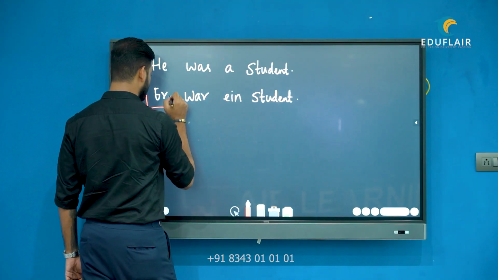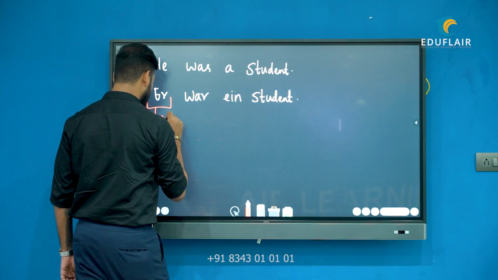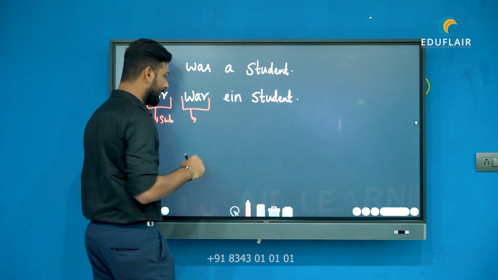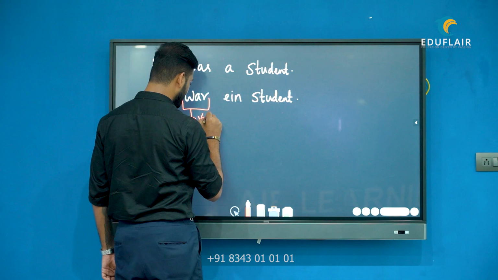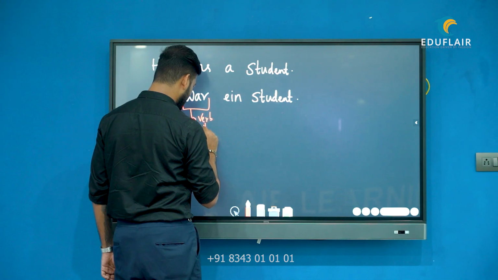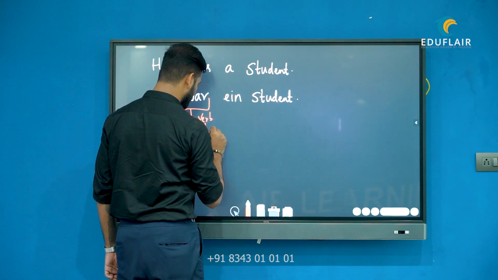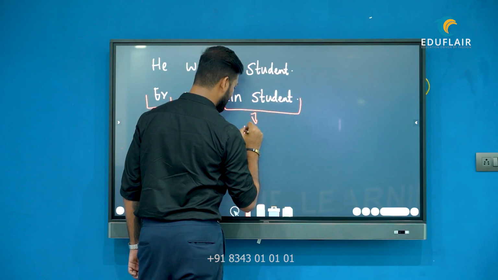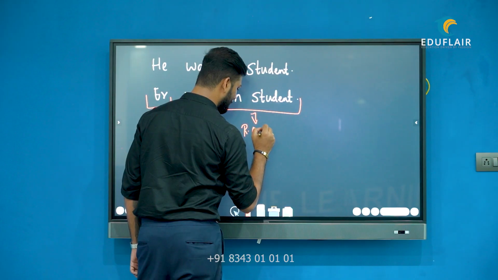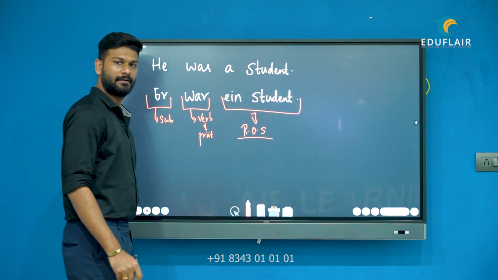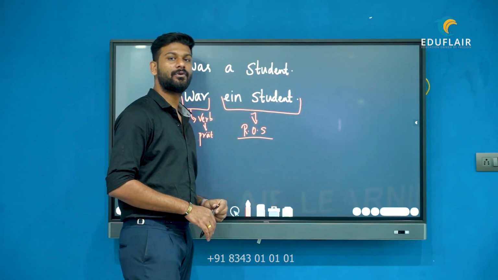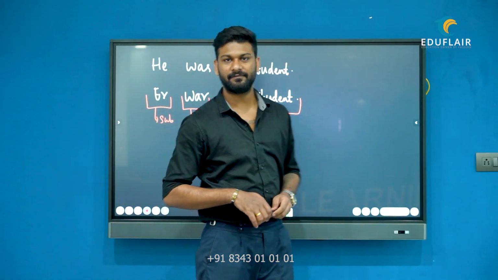So this thing, what do you call it? Subject. And this part war. What is war? It is the verb which goes to Präteritum form. And this is, what do you call it? Rest of the sentence. Clear? He was a student, which is er war ein Student. Clear? Hope you had some valuable lessons.